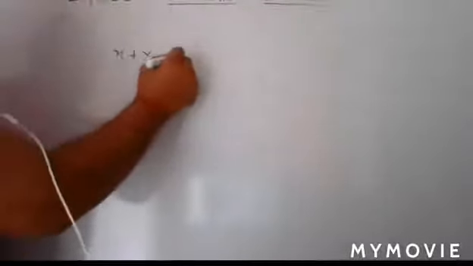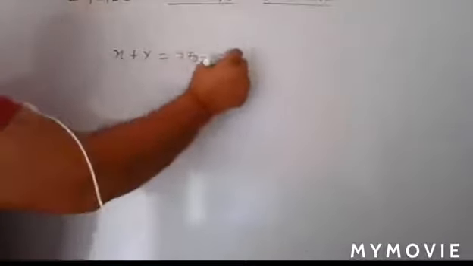So what you do, here your values x and y are already given, right? So what you write in this case is x plus y, their sum is 35. That is your first equation. The result is already given, x plus y is equal to 35. Understand?